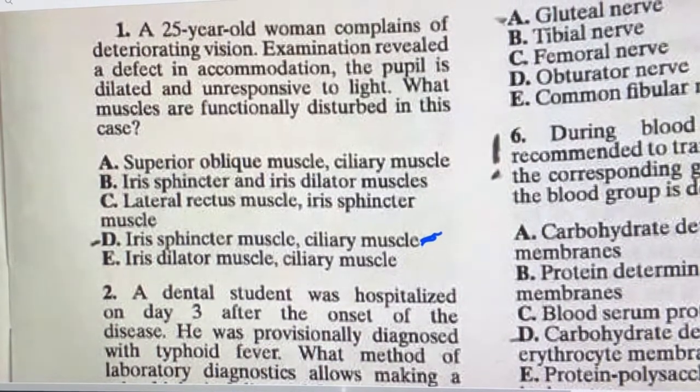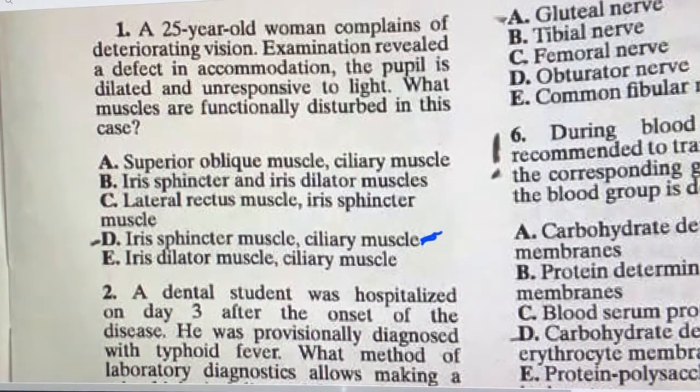A 25-year-old woman complains of deteriorating vision. Examination revealed a defect in accommodation. The pupil is dilated and unresponsive to light. What muscles are functionally disturbed in this case?